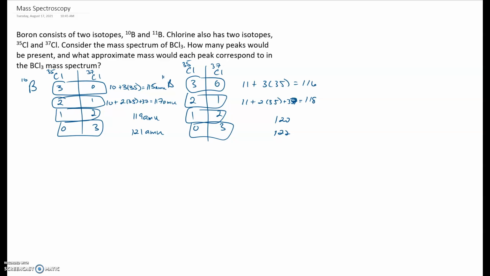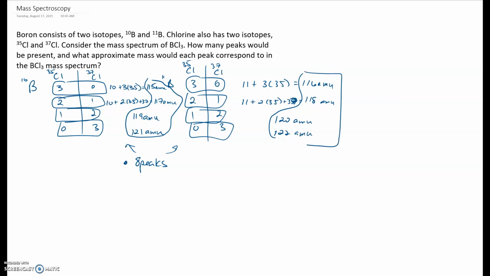And so the answer to this problem would be that, first of all, we would have 8 peaks, as we figured out up here. And then these will give you the approximate masses of each peak, which, being a bad teacher, we have our units here, don't we? These will give you your masses for each of those peaks, and that is how you answer this question.